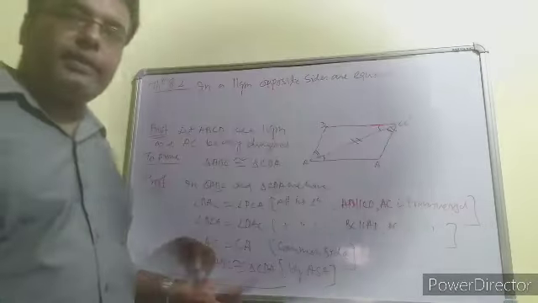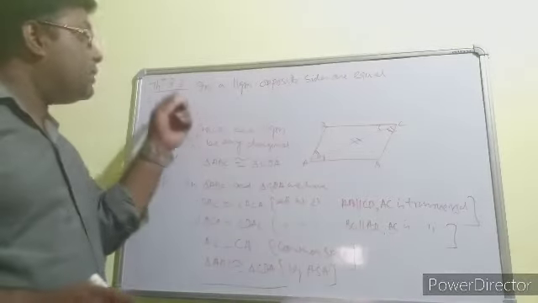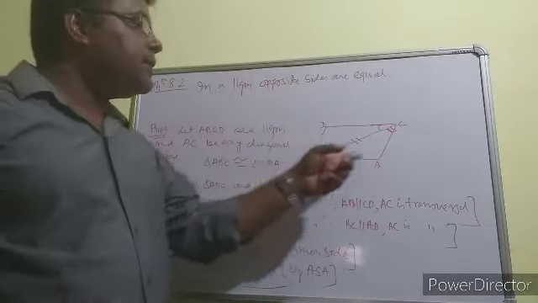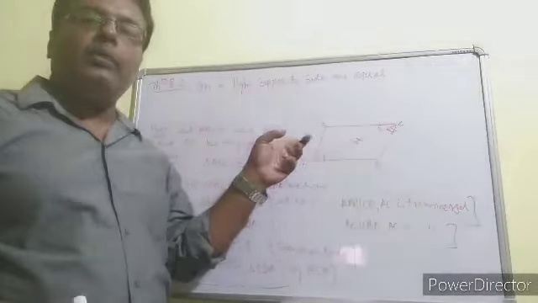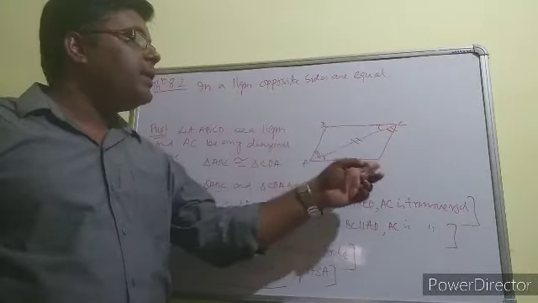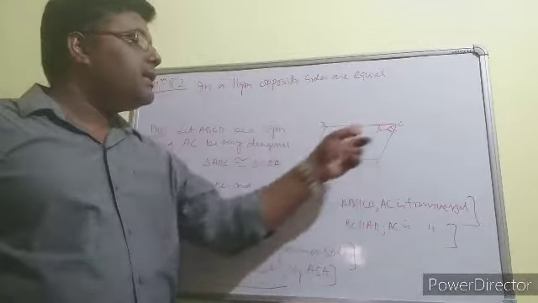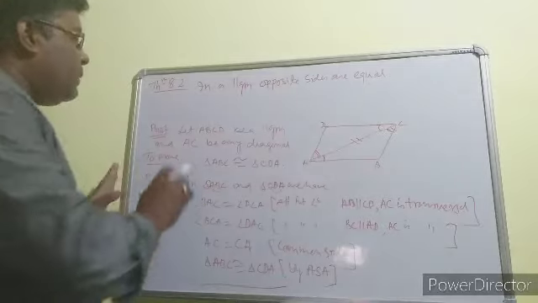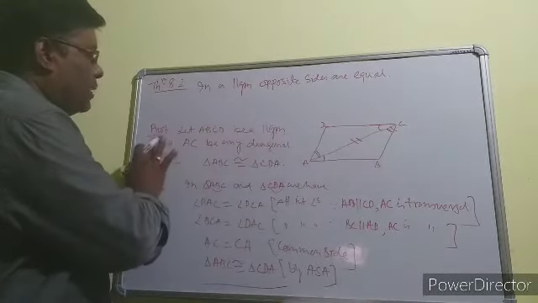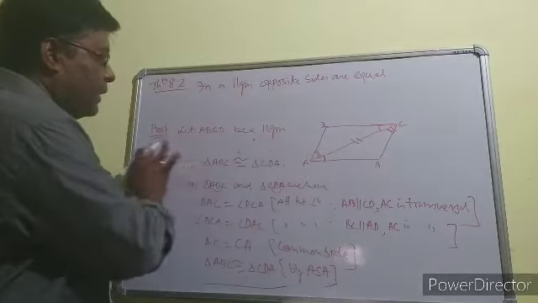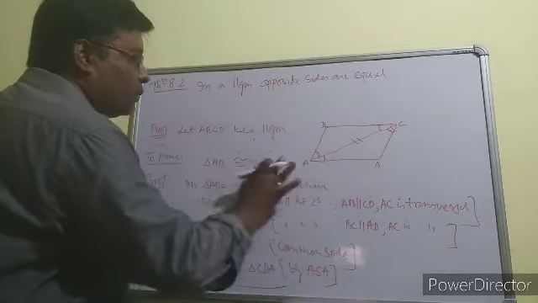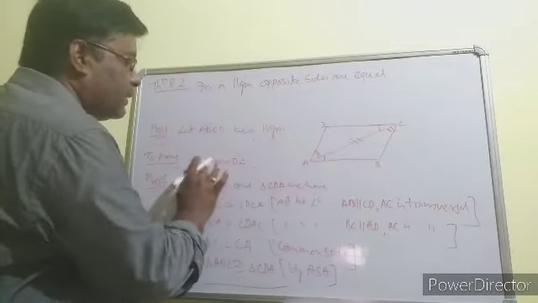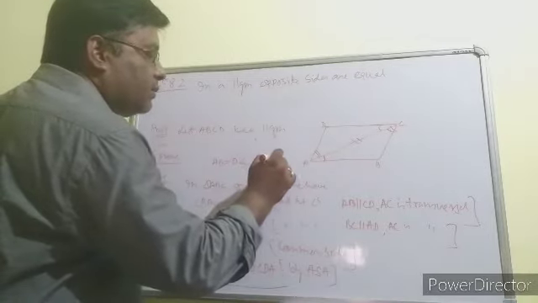So try it. The next theorem is theorem 8.2. In a parallelogram, opposite sides are equal. Suppose ABCD is a parallelogram. Now we have to prove that the opposite sides are equal, that is AB is equal to DC and BC is equal to AD. So here the proof part is the same. Let ABCD be a parallelogram, and to prove that AB is equal to DC and BC is equal to AD.